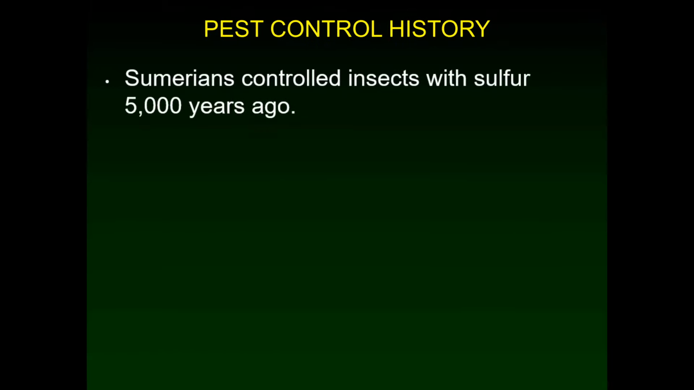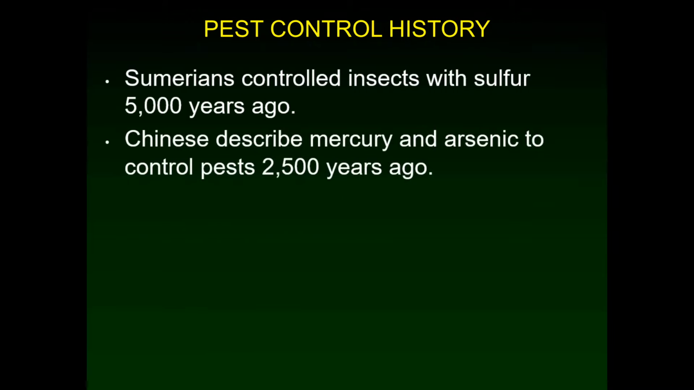So, pest control and history. Sumerians controlled insects with sulfur around 5,000 years ago. This was one of the first big groups of humans that we have decent documentation on. The Chinese described mercury and arsenic to control pests 250 years ago. You can see how crude this is. Obviously, we know that depending on the form that mercury is in, it's toxic, and arsenic is toxic in general.